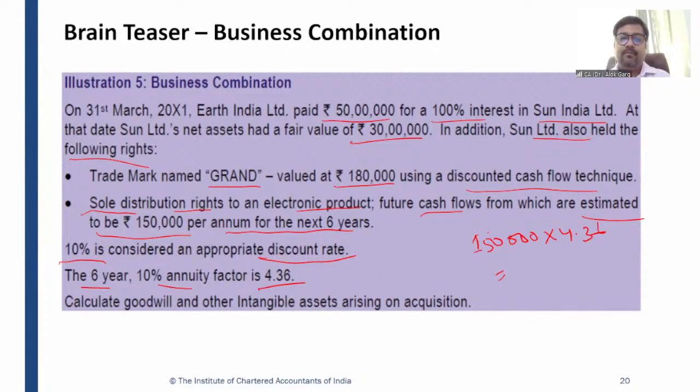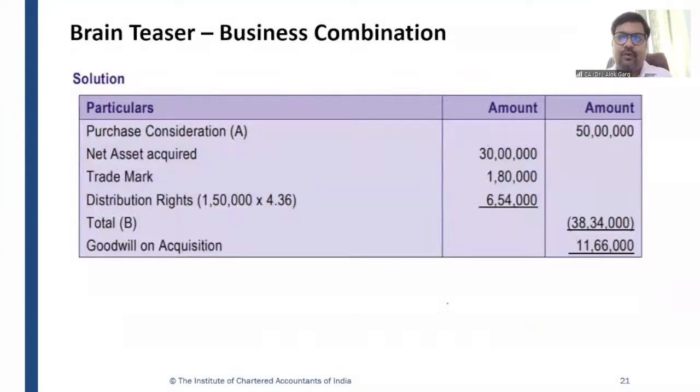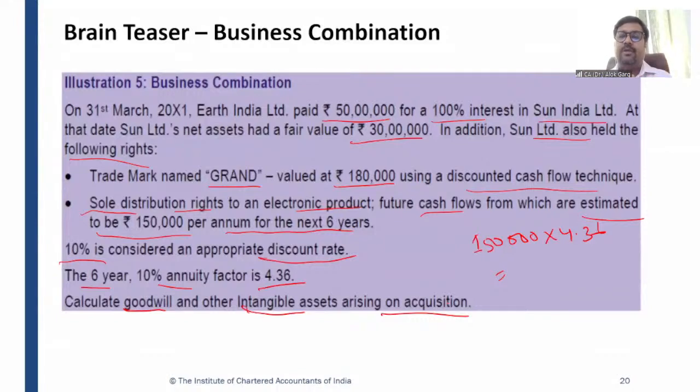Calculate goodwill and other intangible assets arising on acquisition. So first of all, the total money is 50 lakh rupees. Net assets are 30 lakh rupees. The remaining amount is 20 lakh rupees. Out of 20 lakh rupees, there is one trademark which we have to recognize. The cost, I mean the fair value, is 1,80,000 rupees. There is one more intangible asset, the sole distribution right, which we need to recognize. The fair value is 150 multiplied by 4.36. If any balance remains, the company has to recognize goodwill for that particular balance, right?